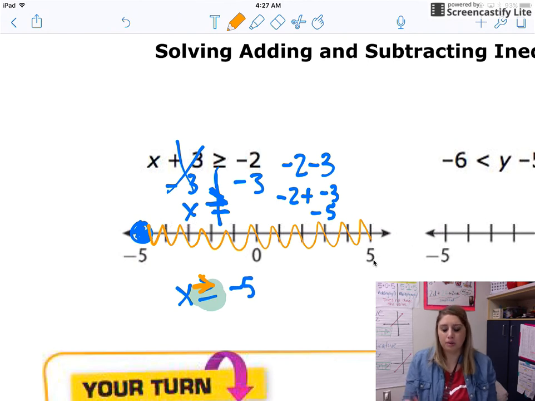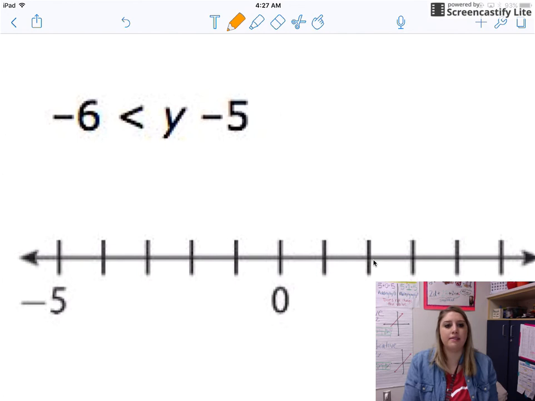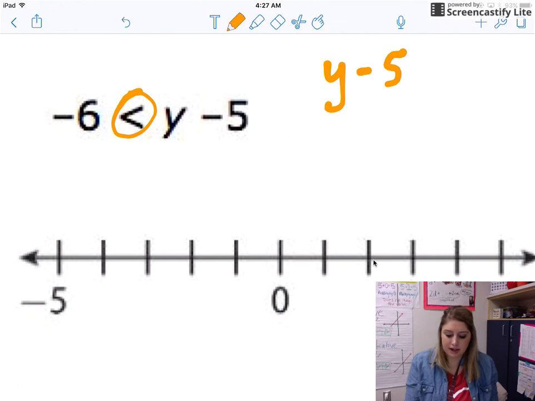So let me show you one more. If you go to the next one, it says negative 6 is less than y minus 5. On negative 6 is less than y minus 5, the variable is not on the left-hand side, and that's confusing to me. So I'm still going to do the same thing I did earlier, where I'm going to do the flip-flop of this. I'm going to rewrite this inequality as y minus 5. So I just flip, and then don't forget I have to flip my sign, is greater than negative 6.